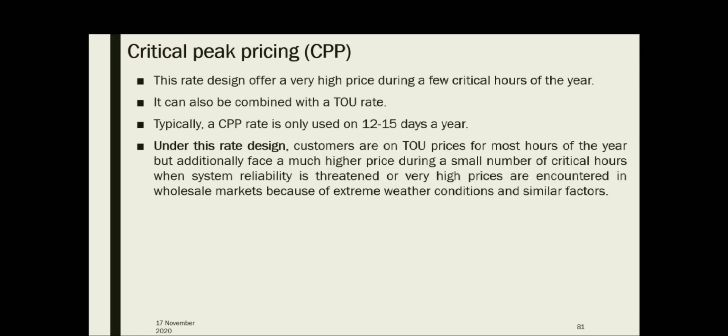Then critical peak pricing. This is a dynamic pricing scheme in which prices are high during a few peak hours of the day and discounted during the rest of the day. So the peak price remains the same for all days. It gives a very strong price signal and enhances the reduction of excessive peak load.